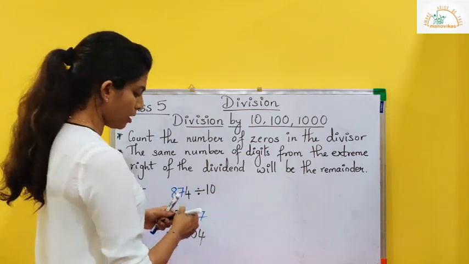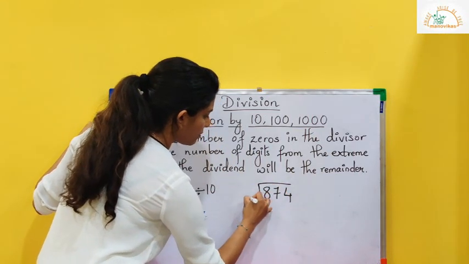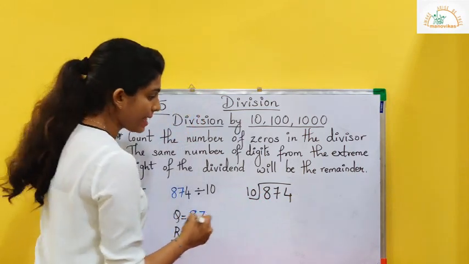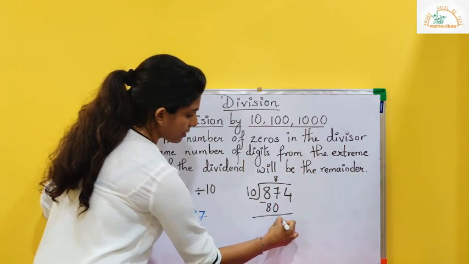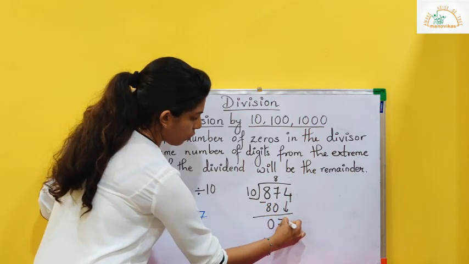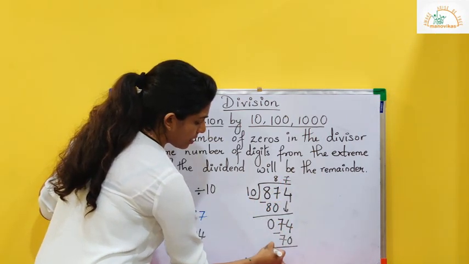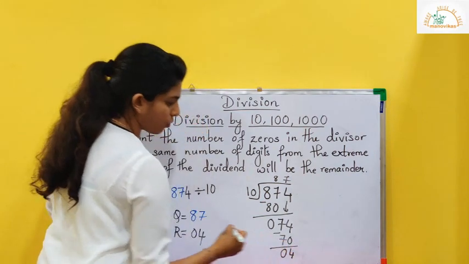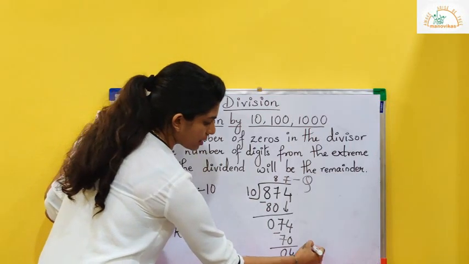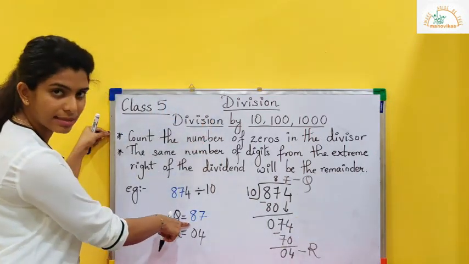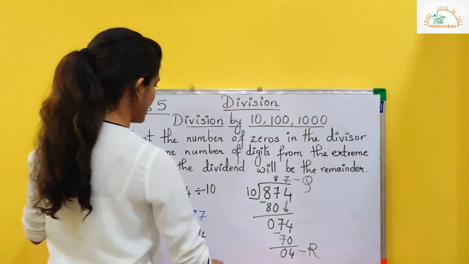We'll try with the long method and see what we get. 10 8s are 80. 7, I bring down 4. 10 7s are 70. And what I get here is a remainder of 4. Got it? So the quotient here is 87 and the remainder here is 04. Alright, let's take one more example.